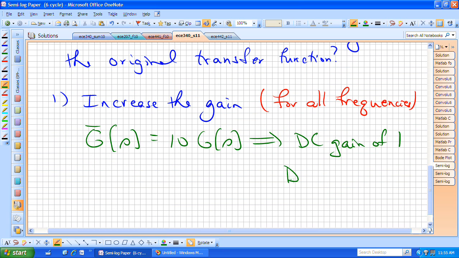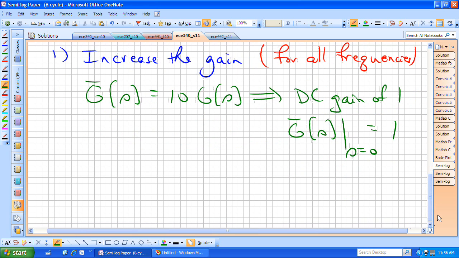Or if we wanted to look at the gain of G bar of s when s is equal to 0 for the DC gain, that's now equal to 1. This isn't too hard to visualize as far as what that means in terms of our original plot.